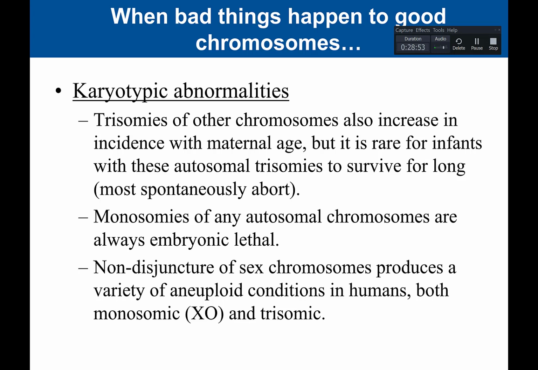but it's rare for infants with these autosomal trisomies to survive for long. There are some instances of other trisomies, trisomy 18, for example, but usually the lifespan is fairly short as a result. Monosomies of any autosomal chromosome are always embryonic lethal, which means that it's never going to result in a baby being born. Nondisjunction of sex chromosomes produces a variety of aneuploid conditions in humans, both monosomic and trisomic. So you can have monosomies in the case of the sex chromosomes.